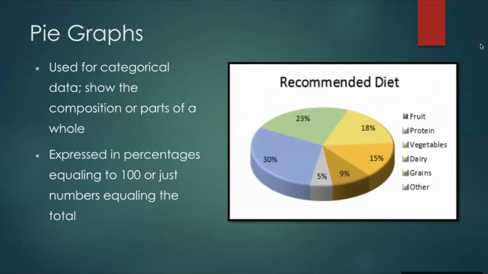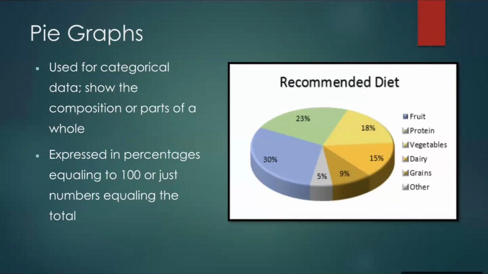Ready? Next is pie graphs. So pie graphs are used for categorical data, just like bar graphs, but they show the composition or parts of a whole. This is expressed in percent equaling 100 or just numbers equaling the total amount. So on the right-hand side, we have a title of our graph, which is recommended diet. And we have a circle, looks like a pie, right? That's why it's called a pie graph. So we have different colors representing different parts of a diet.